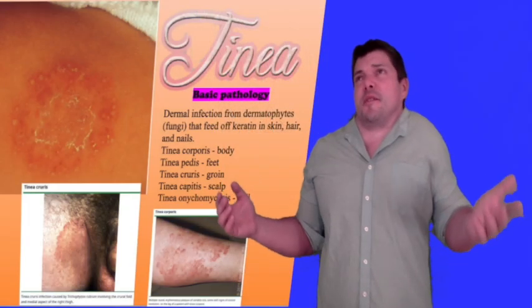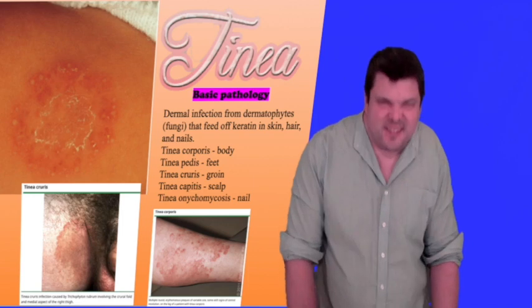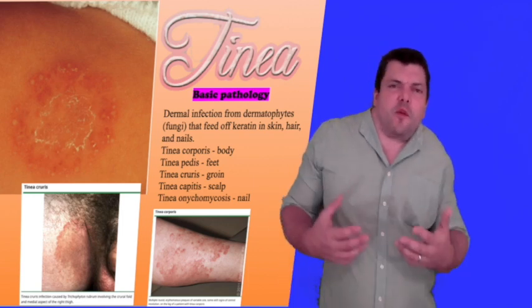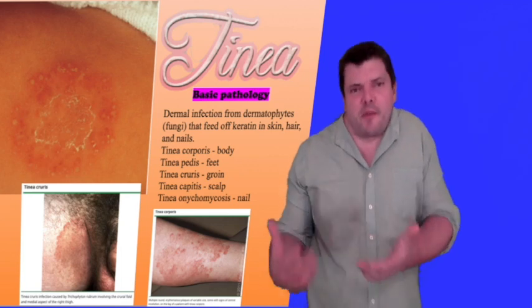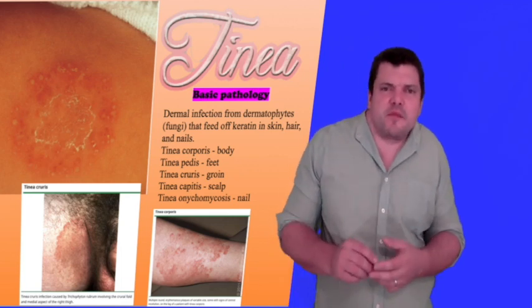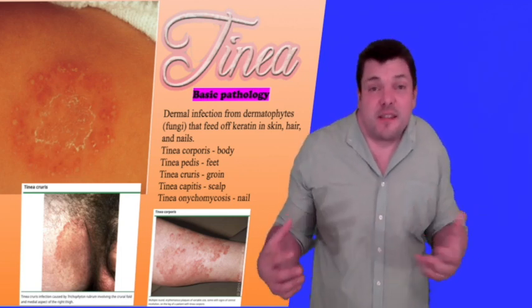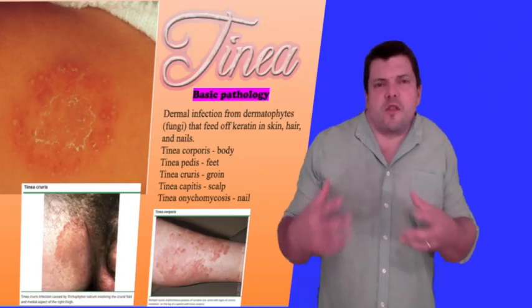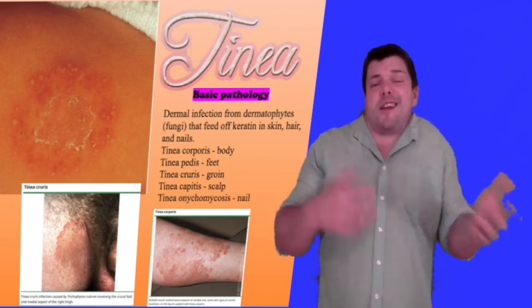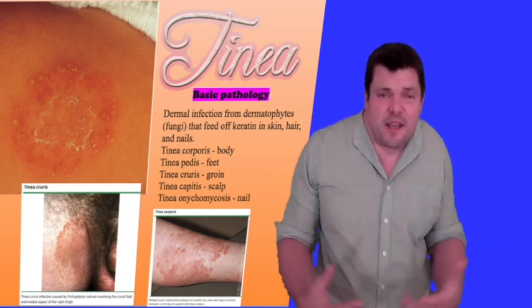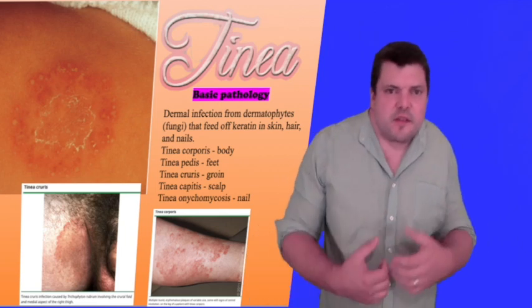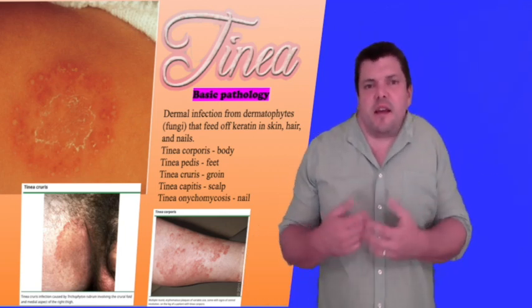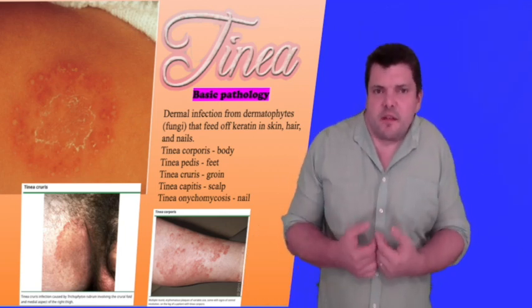And then there's ringworm. Ringworm is not a worm at all. It's a fungi, specifically dermatophytes, small organisms that feed off of keratin in our skin. I'm getting kind of itchy. Why am I getting itchy? Based on where the fungal infection is, the name will change, but it always starts with tinea. Tinea corporis, tinea pedis, tinea cruris, tinea capitis, tinea onychomycosis.